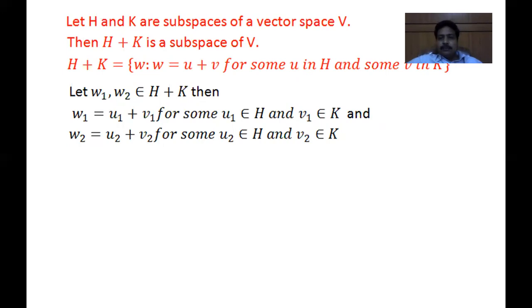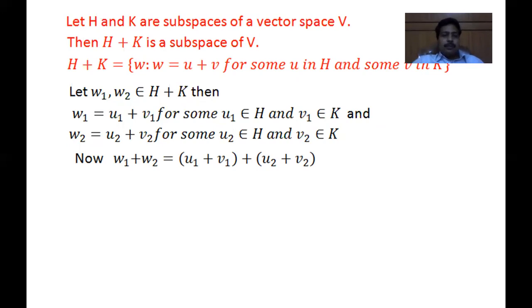And W2 can be written as W2 is equal to U2 plus V2 for some U2 belongs to H and V2 belongs to K. Now W1 plus W2 is equal to W1 plus W2, which is U1 plus V1 plus U2 plus V2, and this can be written as U1 plus U2 and V1 plus V2.